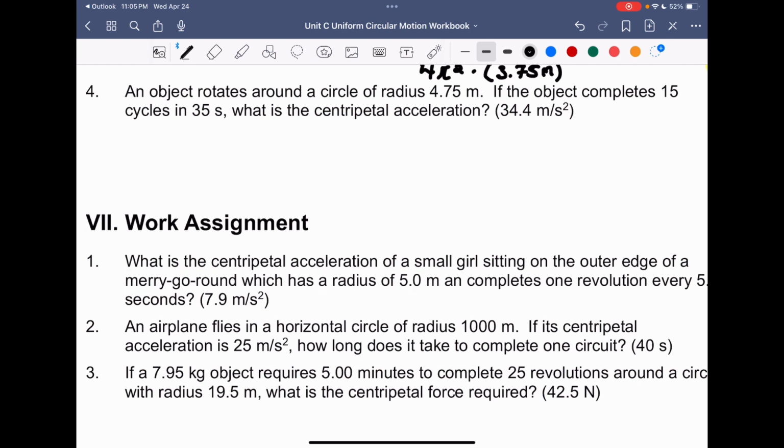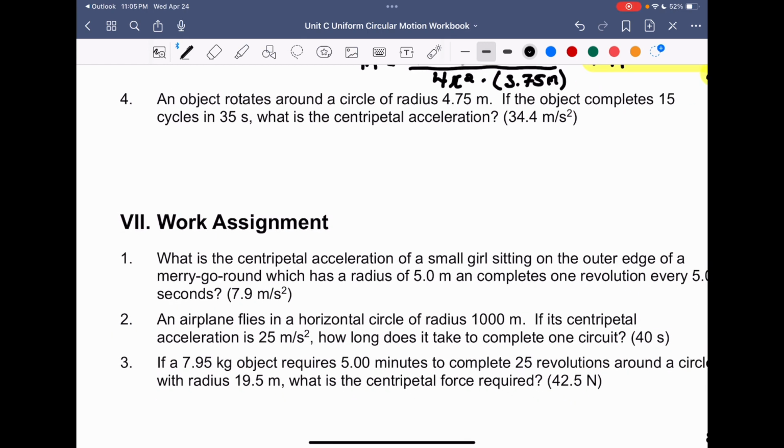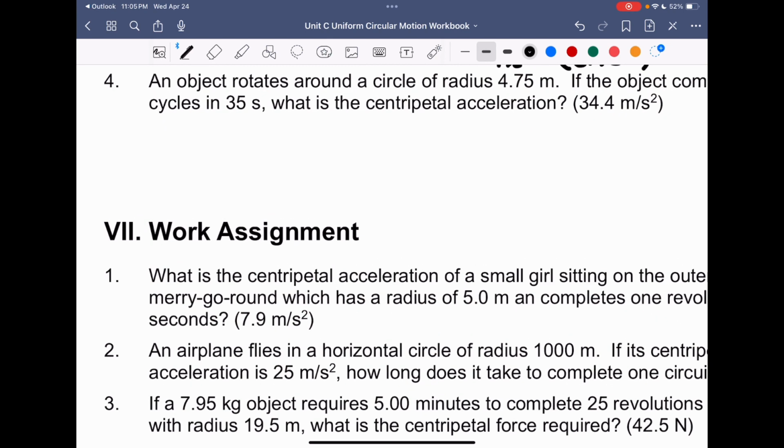Now, I'm going to give you something that a lot of students actually did in class that I saw, and it was this. Because of the order in which they gave it to students, 15 cycles per second, a lot of students said, oh, that's frequency, because frequency is the amount of cycles per second. So they went, frequency is equal to 15 cycles divided by the 35 seconds, and they calculated that given frequency.